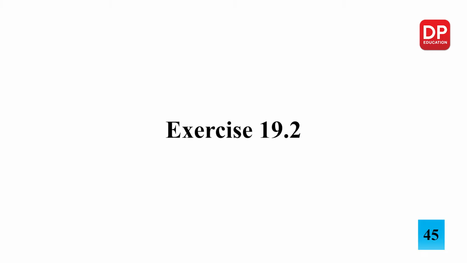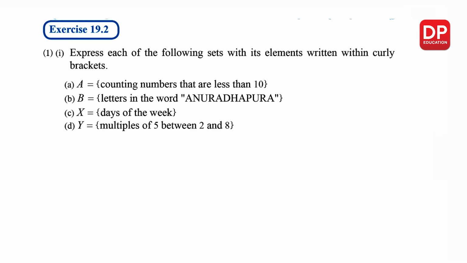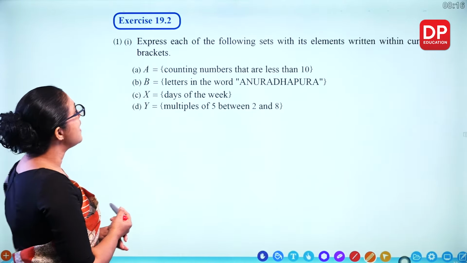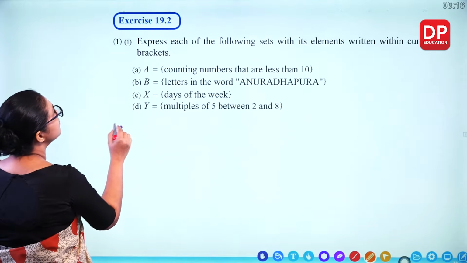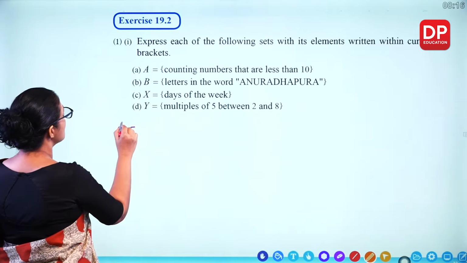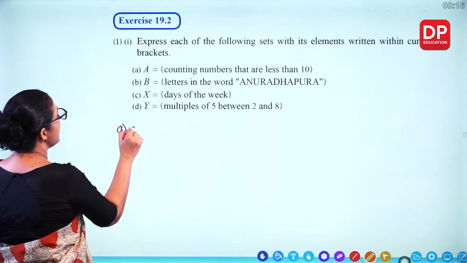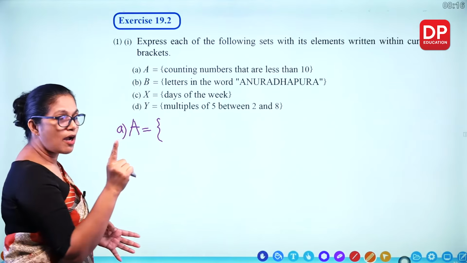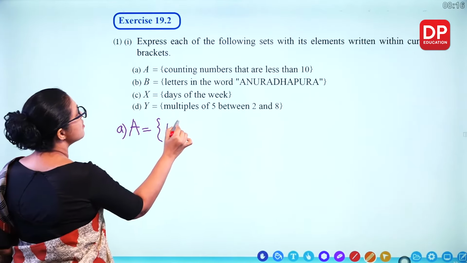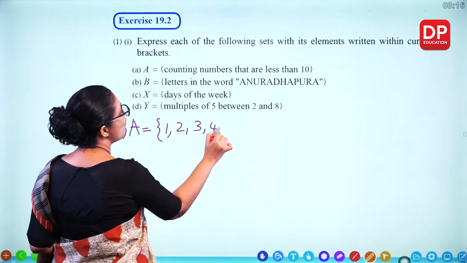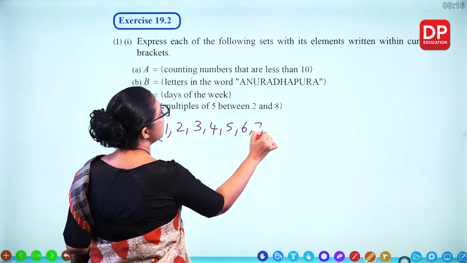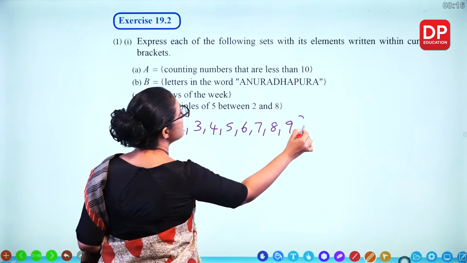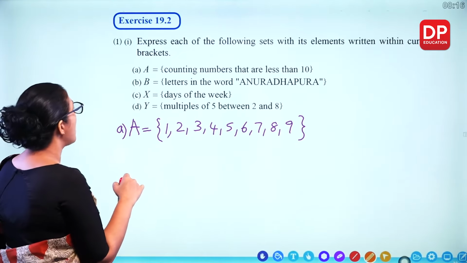Exercise 19.2. Express each of the following sets with its elements written within curly brackets. Counting numbers that are less than 10. So you can write A within curly brackets. What are counting numbers? 1, 2, 3, 4, 5, 6, 7, 8, 9. Less than 10, so that's up to 9.